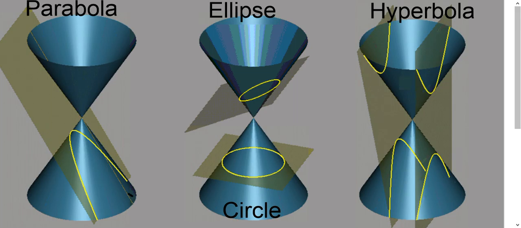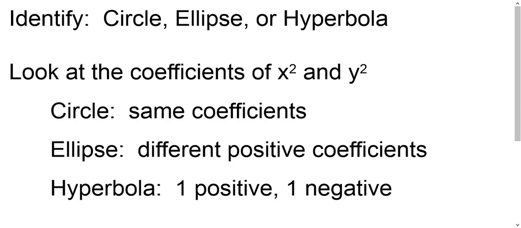So the first thing that we're going to dig into here in our notes is how to identify them. We're going to first just look at whether it's a circle, an ellipse, or a hyperbola, because those are the most similar. Parabolas are pretty easy to tell. We'll get to that later.